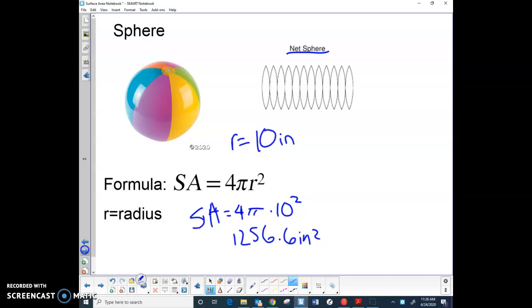All right, so those are the surface area formulas. There is a formula sheet for you in Schoology. It might look slightly different. These notes will also be in Schoology, so you can refer back to them. And if you have any questions, let me know.